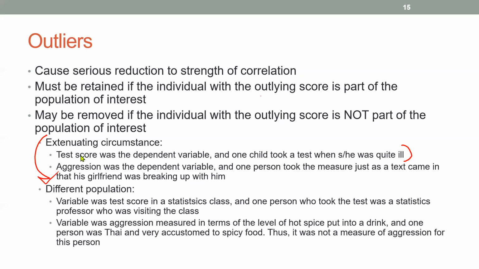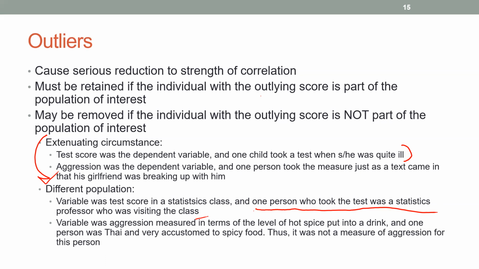If the variable was a test score in a statistics class, and we find out that one person who took the test was a statistics professor who was visiting the class that day, well, that would be a bad measure. That wouldn't be part of the population of students that we were interested in.